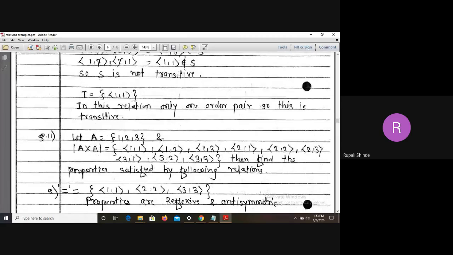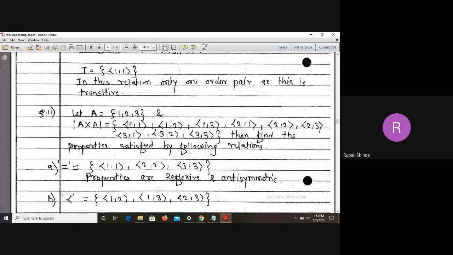Now next one is less than. From all these ordered pairs, we have to find those ordered pairs that satisfy the less than property. So, the first element must be less than the second element. So, we can include ordered pairs 1, 2, 1, 3, then 2, 3. Only these three ordered pairs we can add in the less than relation because the first element is always less than the second element. Now tell me what are the properties satisfied by this relation less than?